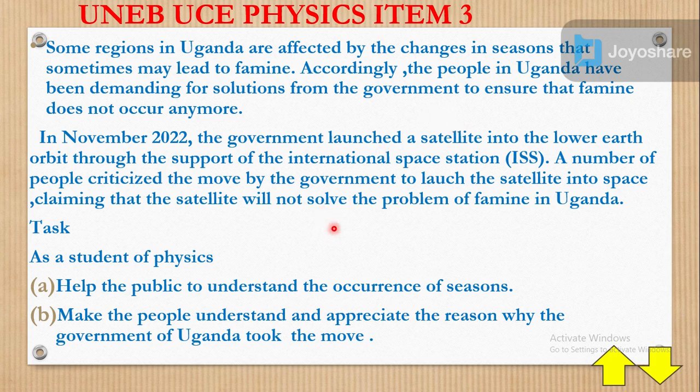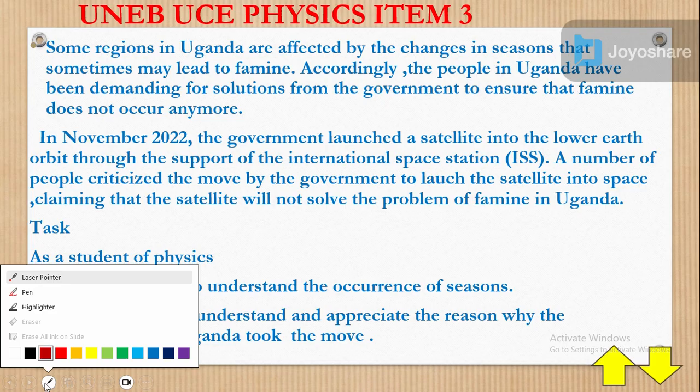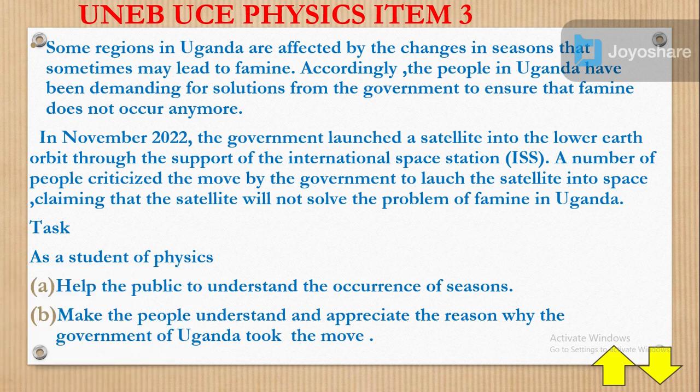So let's now go through the task, part A. As a student of physics, help the public to understand the occurrence of seasons. We shall need to underline this. So we should now explain the occurrence of seasons, but make the people understand and appreciate the reasons why the government of Uganda took the move. Now this move is all about setting up what we call a satellite. Why did the government bring up the move?